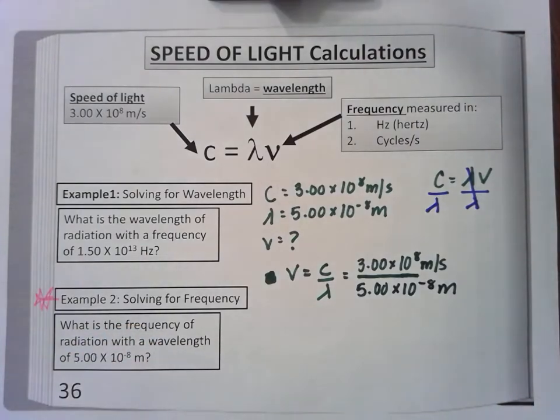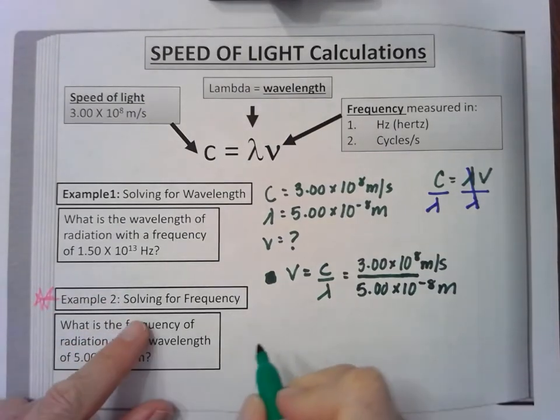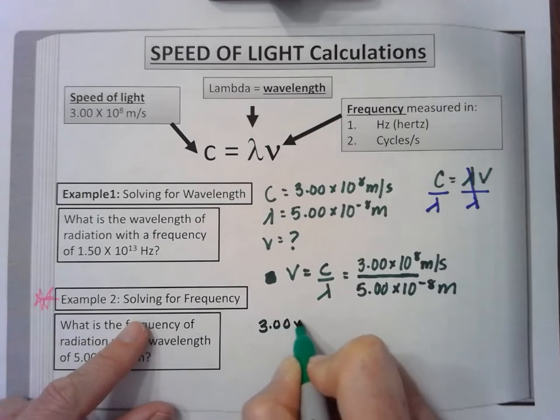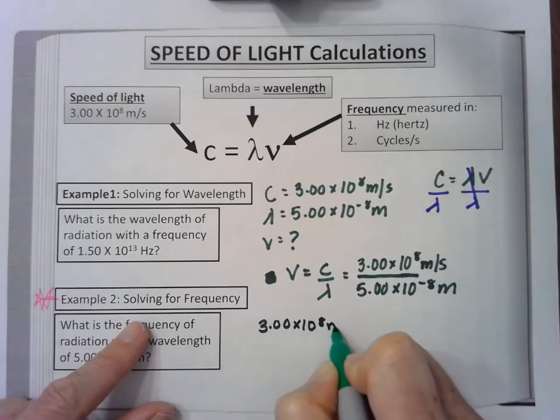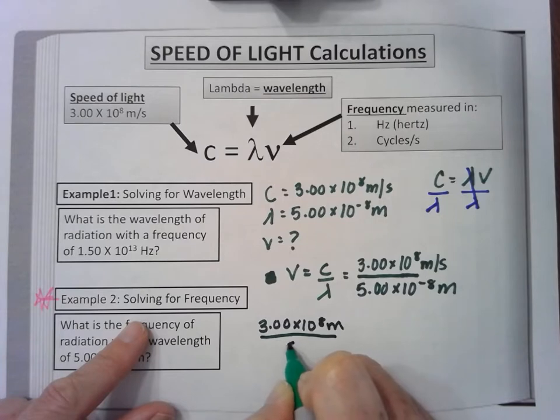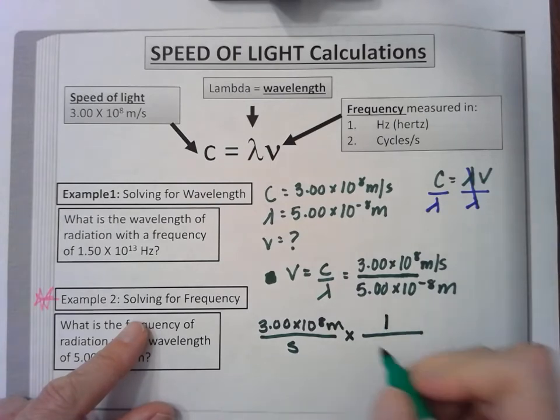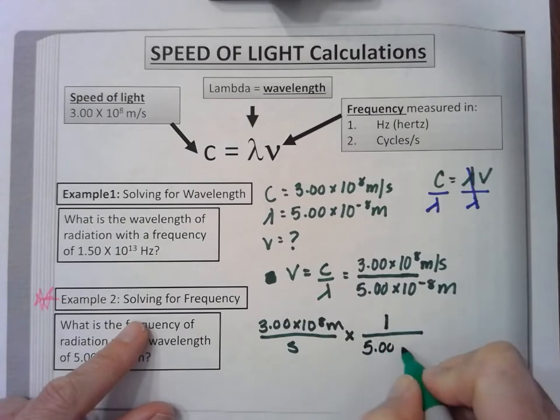Just like last time, I am dividing a fraction into a fraction. I'm going to make them both actual fractions and multiply by the reciprocal. So 3.00 times 10 to the 8th meters per second times the reciprocal of this. This is a number, so we know it's always over 1. So the reciprocal is going to be 1 with the value on the bottom, 10 to the negative 8 meters.